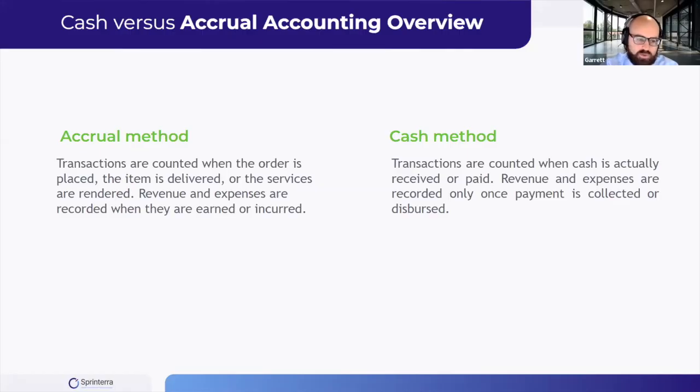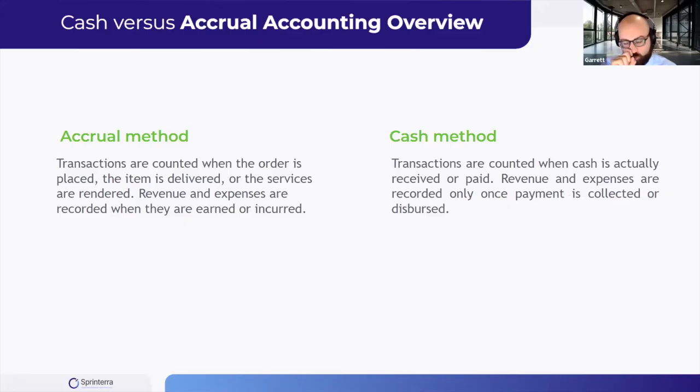Accrual accounting is where transactions are counted when the order is placed, the item is delivered, or services are rendered. What that boils down to is revenue and expenses are recorded when they're earned or when they're incurred. By default, out of the box, Acumatica is an accrual accounting system, and it's going to remain an accrual accounting system.